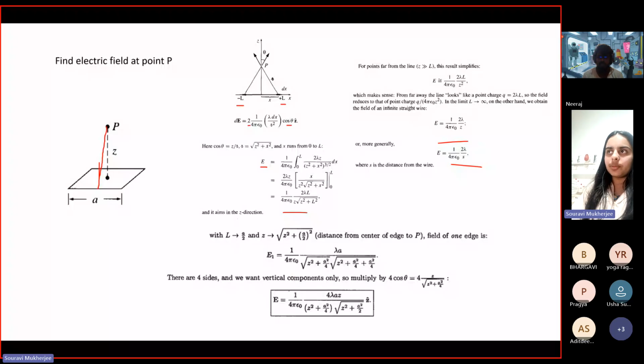And the distance from the center of the edge to your point is not Z. It's basically root over Z square plus A by 2 whole square, right? So that is the change you have to do. Rest all remains the same, so your expressions remain the same. And once you find the field for one side, you can do 4 times that to find the net field. So that's how you can try to solve it.